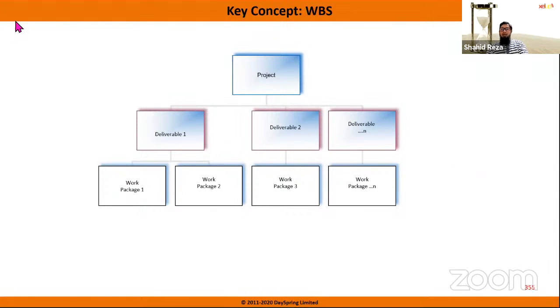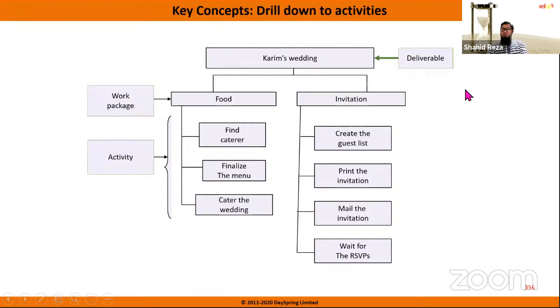So the main concept I have explained already on the whiteboard, that is here. In WBS, we broke down the project into sub-components, deliverables. Then at the last stage, we got work packages. Now, in this chapter, we will break down those work packages into activities. For example, I have given an example here. Say Karim's wedding. There are two work packages, food and invitation. So we have broken down the food work package into 3 activities, and invitation into 4 activities, that I have already explained on the whiteboard.